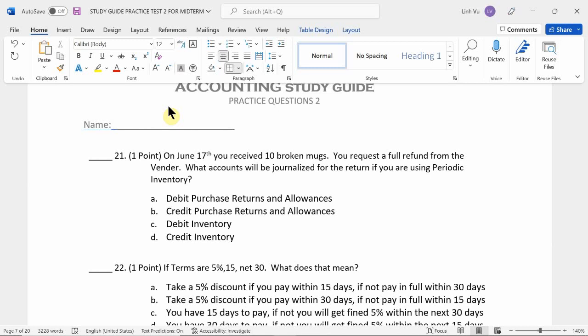Debit purchase returns and allowance. You wouldn't be debiting a purchase returns and allowance because in this case, if you originally purchase your items, you already are debiting your expense account. You are returning these items. So how do you decrease a purchase expense? Credit. You would credit the purchase returns and allowances. Good.